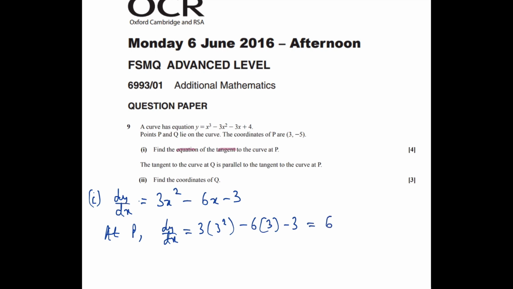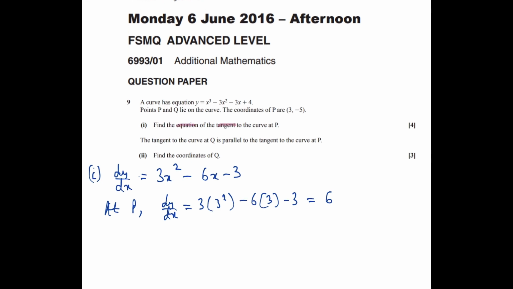And here we need to find the equation of the tangent. So I'm going to use y minus y1. y1 is negative 5, so it's going to be a plus 5, equals our gradient 6 into x minus 3. Rearrange this to get y equals 6x minus 23. And that's it.